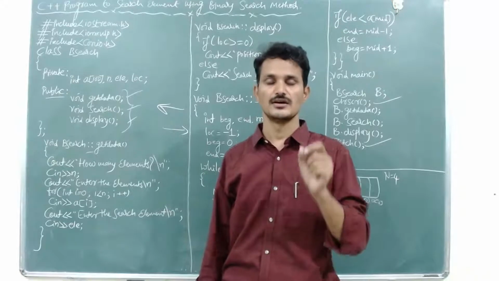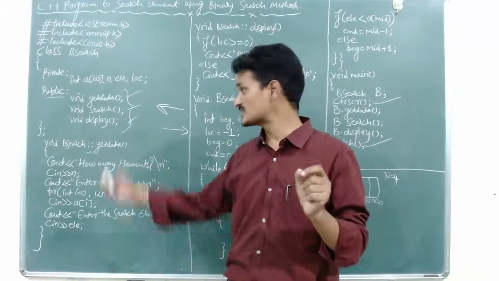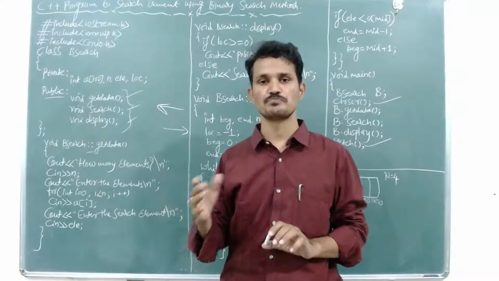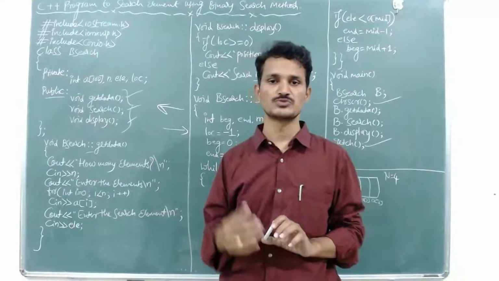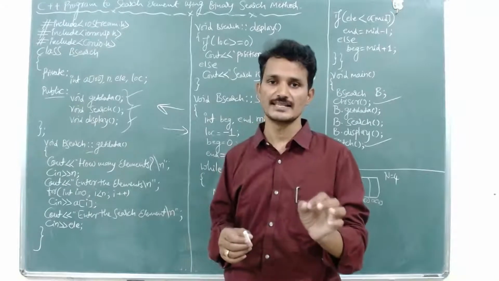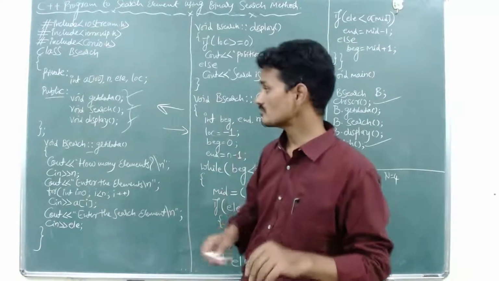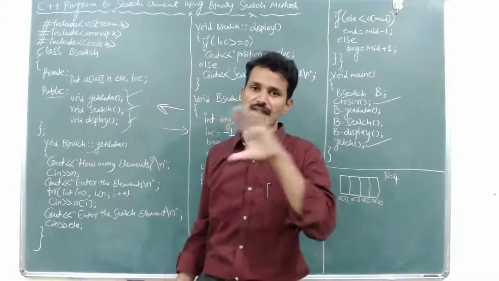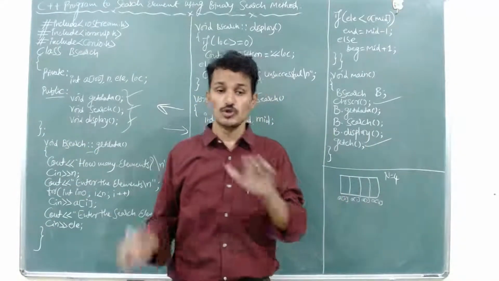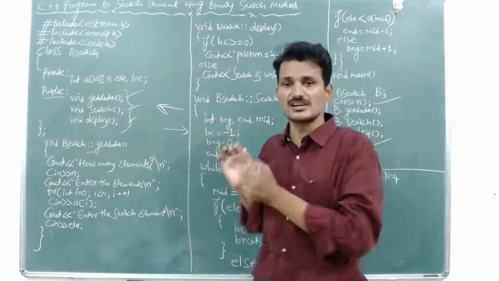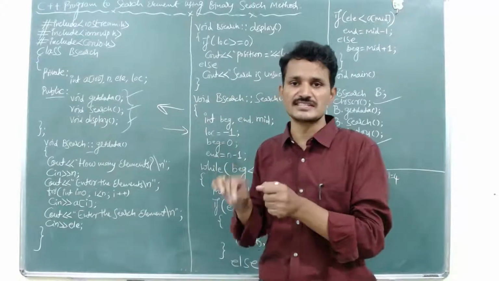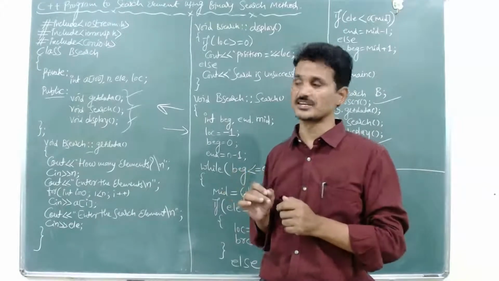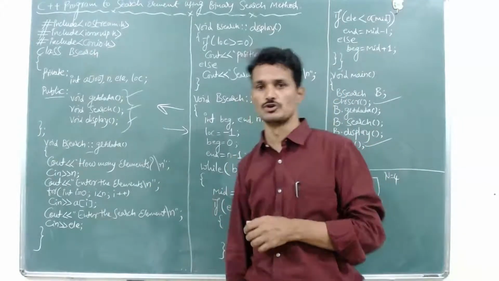I'll repeat once again. The scope resolution operator is used to define member functions outside the class. For that purpose, we'll make use of the scope resolution operator. This close flower bracket and semicolon indicates the end of the class declaration. So we have declared the member functions inside the class, and now I am going to define them one by one outside the class with the help of scope resolution.